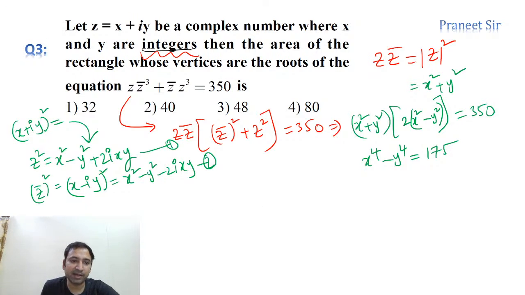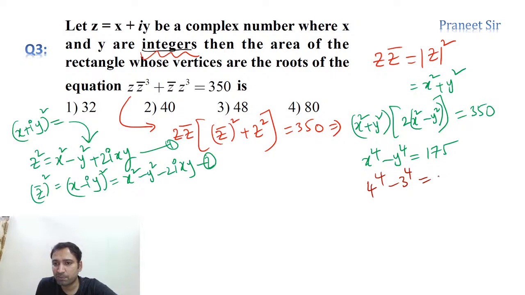So is it 4 cube minus 3 cube? Let's check whether it is 4 cube minus 3 cube or not. Exactly, using the hit and trial method, you can find the values of x and y. So let's check whether 4 power 4 minus 3 power 4 is satisfying or not.